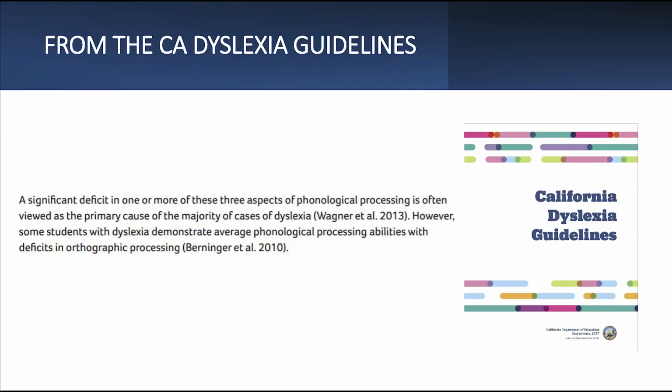So again, we're talking about orthographic processing, and here's what the California Dyslexia Guidelines says about it. It's kind of tucked in there a little bit, but it says a significant deficit in one or more of these 3 aspects of phonological processing. And everyone remember the areas of phonological processing, right? This is like the quiz. We got phonological, and beautiful. Those are viewed as the majority of cases of dyslexia. However, some students with dyslexia demonstrate average phonological processing abilities with deficits in orthographic processing, period. And that's what you get.